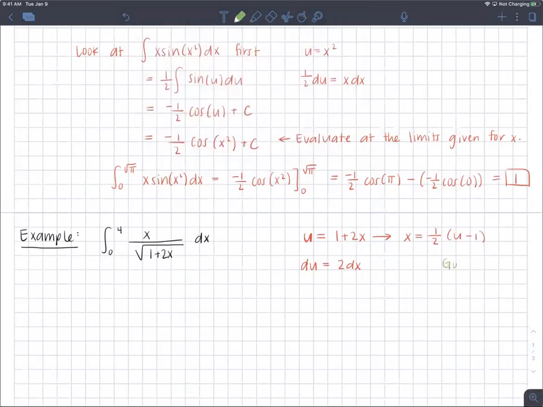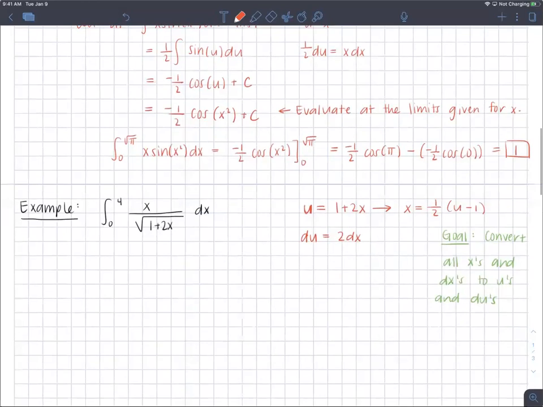So real quick, let's just kind of write down. The goal, whenever you're doing u substitution, is to convert all x's and dx's to u's and du's, right? And so this is kind of like one trick that you're going to see quite a few times. So keep it in mind when you're doing the homework or working on quizzes or something like that.